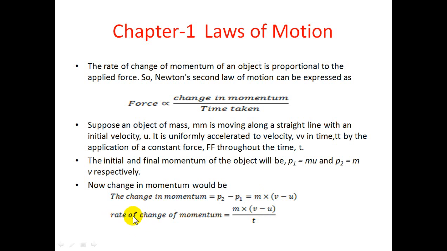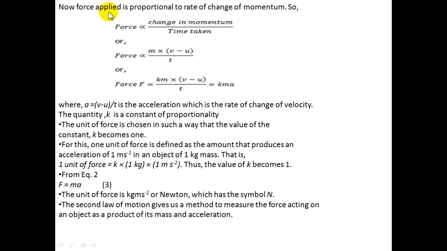Now whenever we have to find a rate, like rate of change of velocity, rate of change of speed, rate of change of momentum, we always calculate the change with respect to time. So the rate of change of momentum is m into (v minus u) by t. Now the force applied is proportional to the rate of change of momentum. So force is directly proportional to change in momentum by time taken. Force is equal to m into (v minus u) by t.